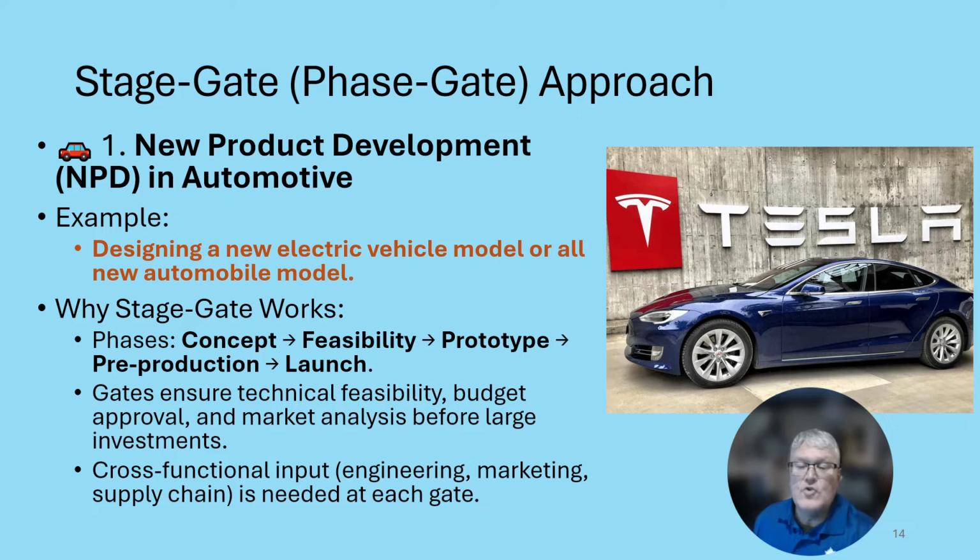Another example might be new product development in the automotive field. For example, designing a new electric vehicle model or an all new automobile. Why stage gate works here? The phases are consistently the same. You have the concept, feasibility, prototype, pre-production, and then production launch. The gates ensure technical feasibility, budget approval, and market analysis before large investments. And then it involves cross-functional input from engineering, marketing, and supply chain, which is needed at each gate before proceeding to the next phase.